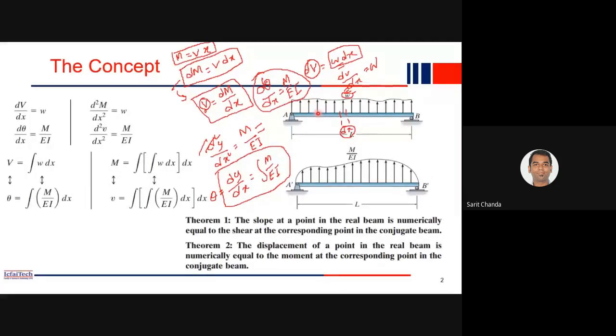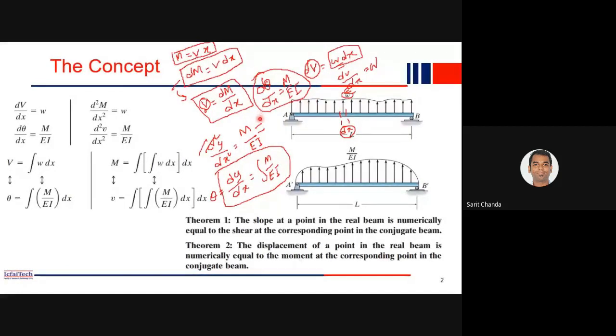So what will you do at the same point in the conjugate beam? What is the shear force? That shear force is actually equivalent to the slope at this point. Similarly, as per theorem 2 in the conjugate beam, whatever moment is generated in the conjugate beam at a particular point, that same moment is equivalent to the deflection in the real beam.